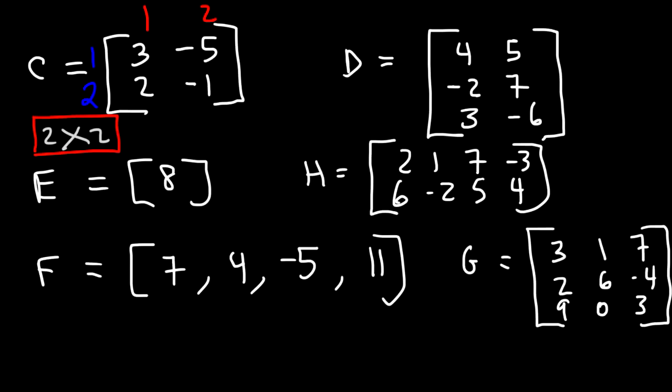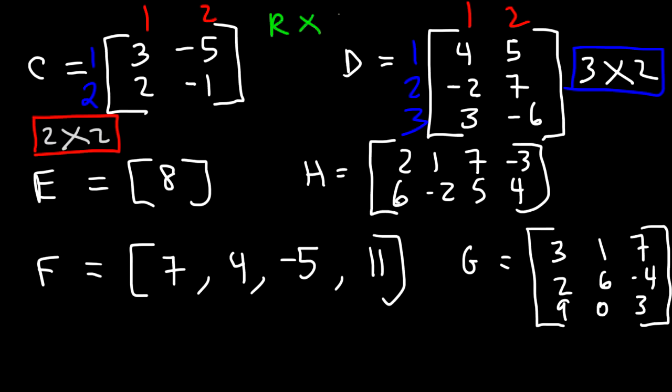In a square, all sides are the same. Now, for matrix D, we have 3 rows and 2 columns. So this is going to be considered a 3 by 2 matrix. So the order of the matrix is always going to be the number of rows times the number of columns.